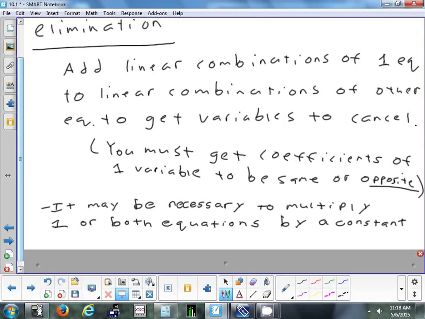So the way we're going to do that is you're going to multiply everything in an equation by a constant. Sometimes you have to multiply both equations. It depends. The constant, try to pick an integer. Try to avoid fractions and decimals. That's going to make the arithmetic somewhat hard to do in our head.